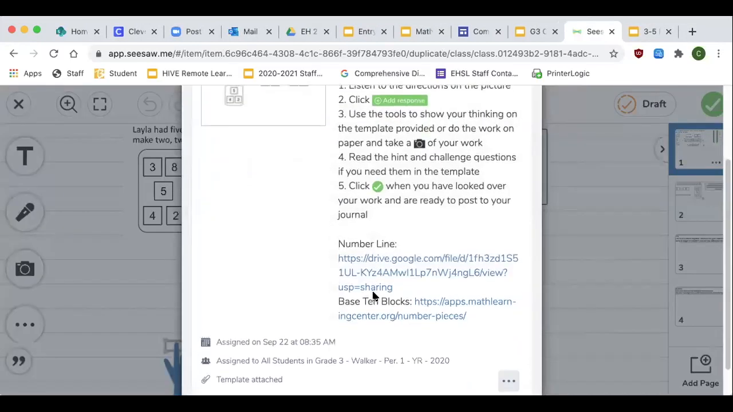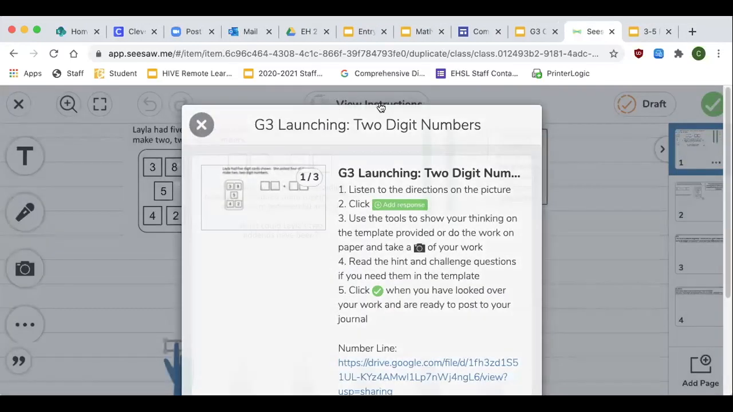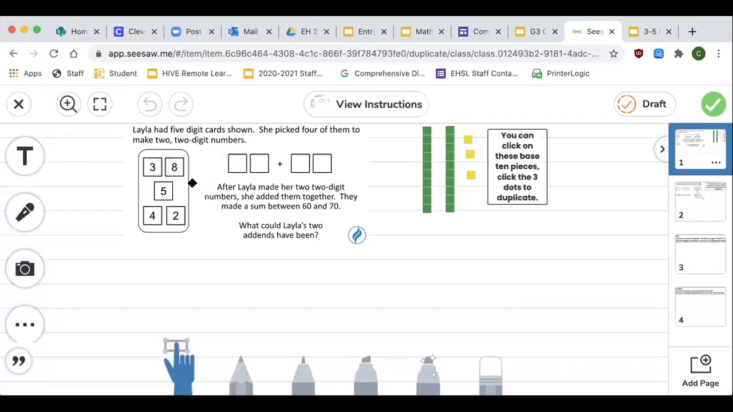So here are those same instructions. They're always at the top where it says view instructions. But let's take a look at our problem. Layla had 5-digit cards. 1, 2, 3, 4, 5. She picked 4 of them to make 2 2-digit numbers.